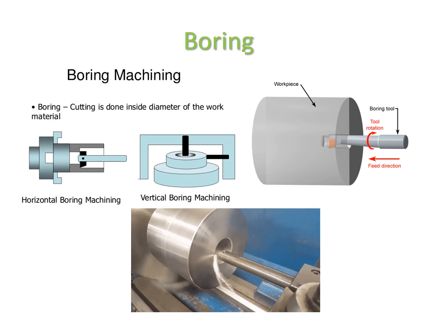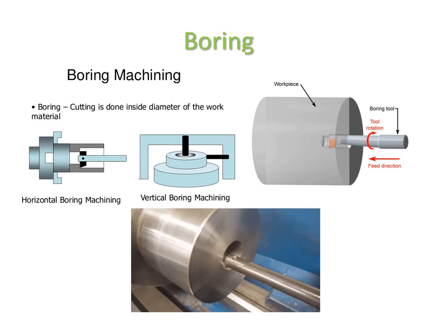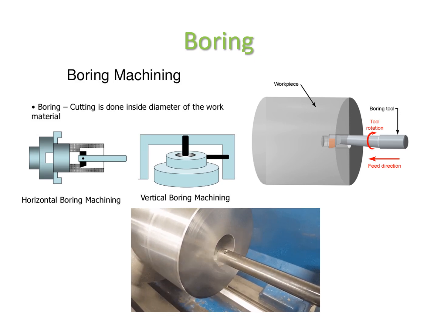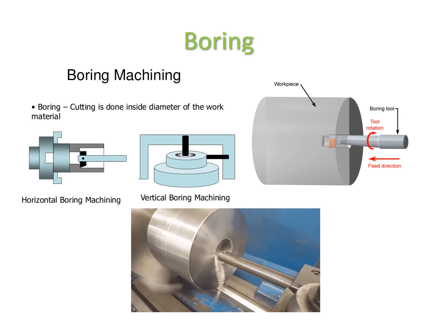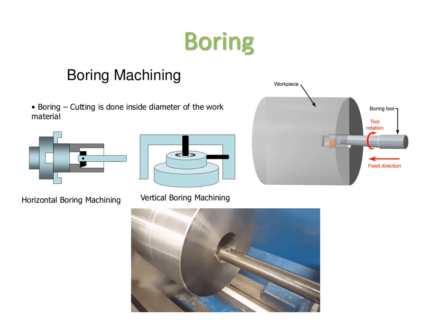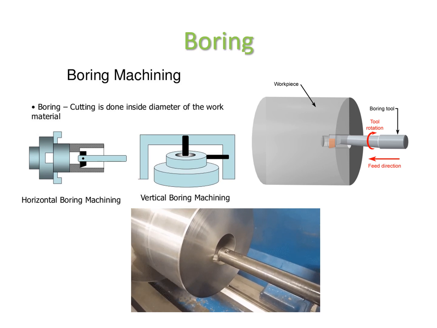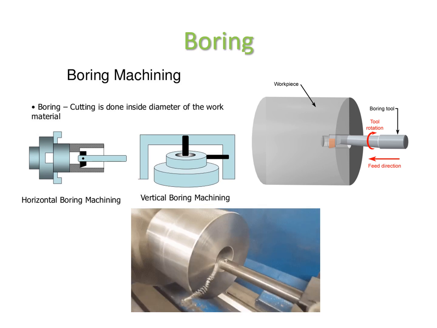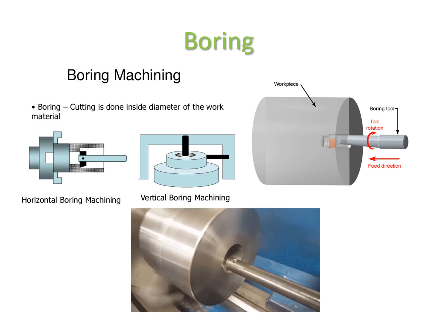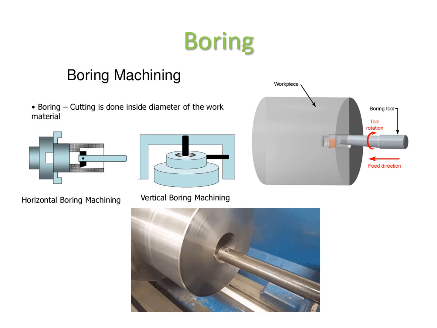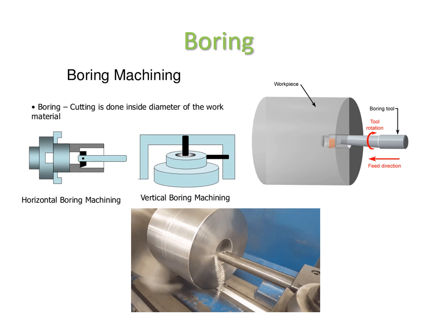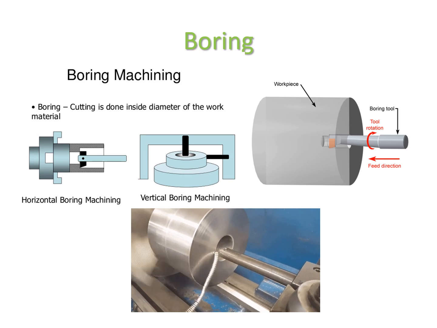Boring can be compared with turning. Like in turning, we remove the material from outside of the workpiece, reducing the outer diameter, while in boring, we remove the material from inside of the workpiece, enlarging the internal diameter of the workpiece. There are two types of boring machine. The one is horizontal boring machine and the other one is vertical boring machine, in which the tool moves in the vertical direction, while in horizontal boring machine, the tool moves in the horizontal direction.